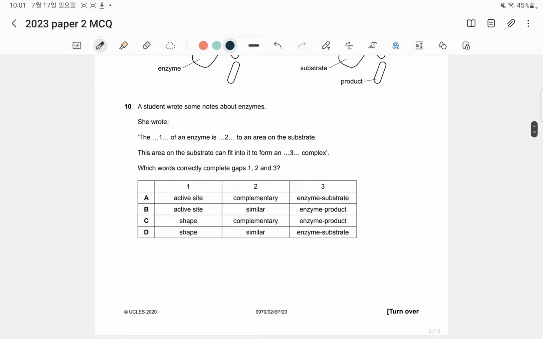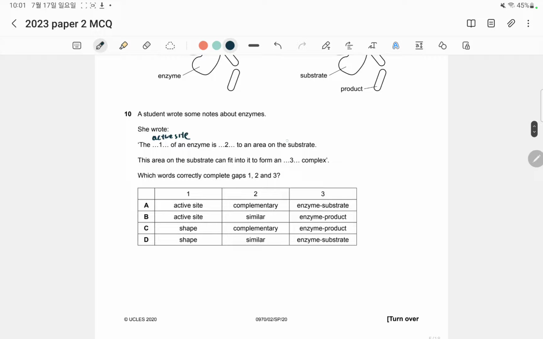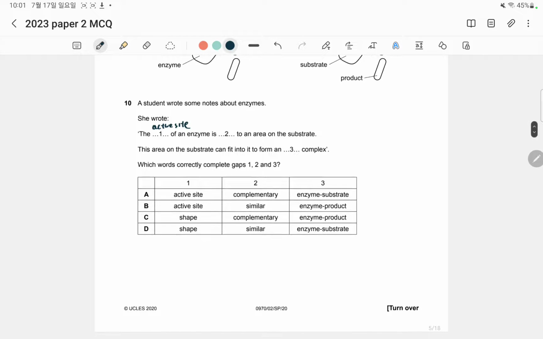So we have to fill in the gaps. Okay, so the active site of an enzyme is complementary to an area on the substrate. This area on the substrate can fit into it to form an enzyme-substrate complex. This is a fairly straightforward question, not much explanation, so the answer would be A.